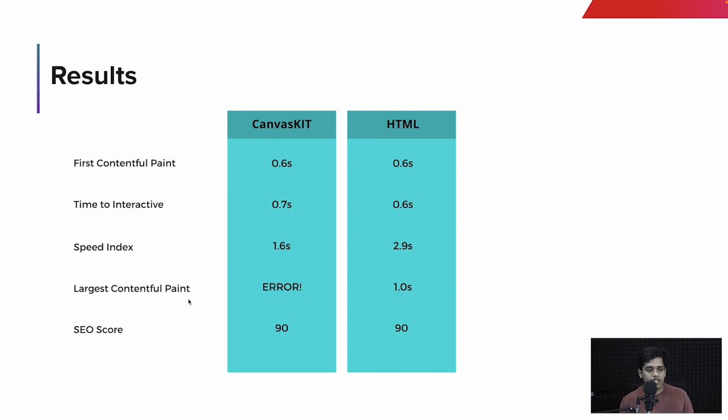1.6 seconds versus 2.9 seconds. But for the largest contentful paint, CanvasKit gave me an error, and the HTML has taken 1 second. But you can see that the SEO scores are basically similar.